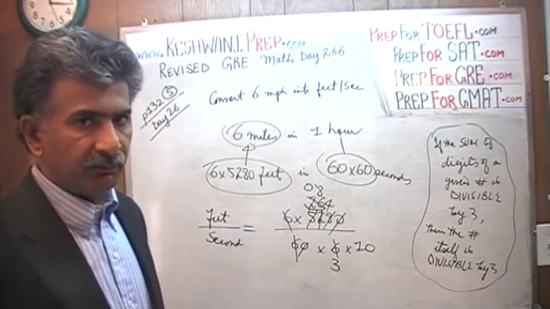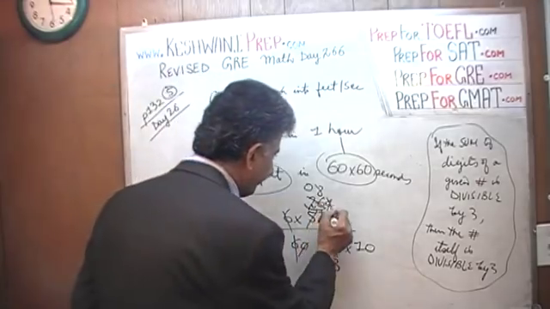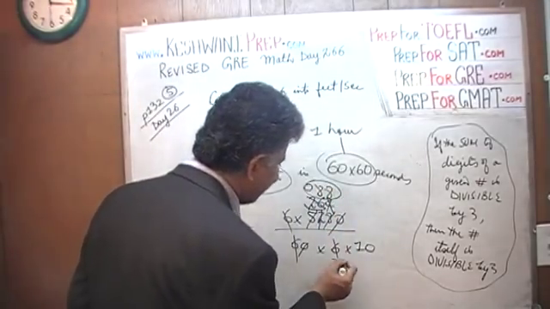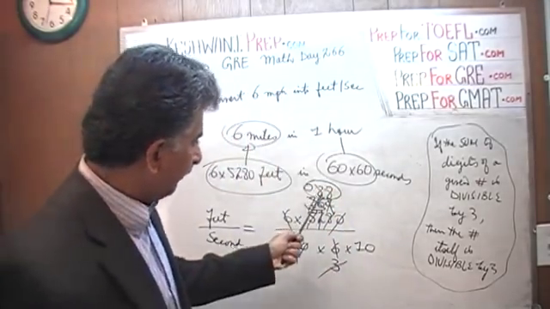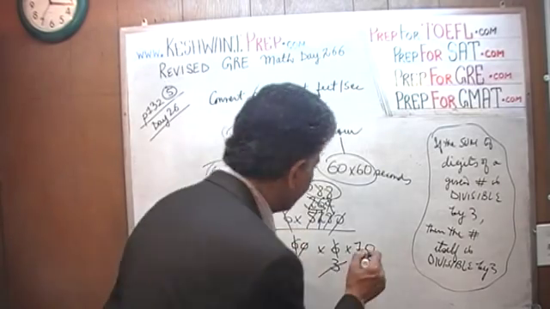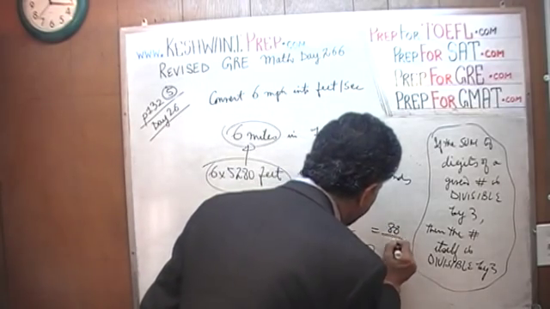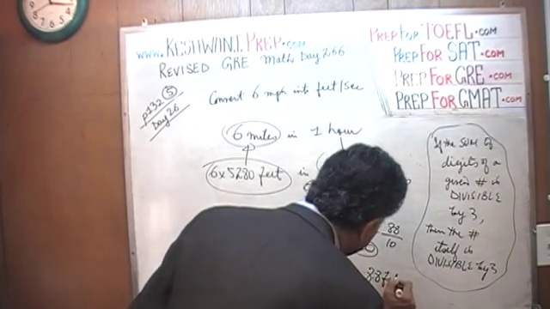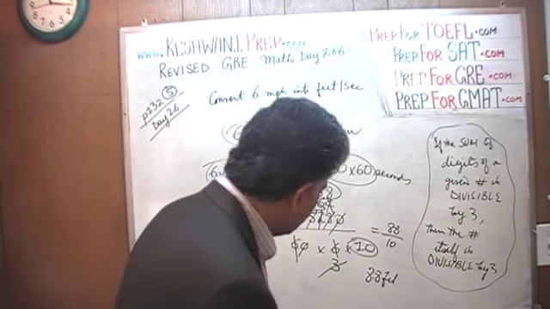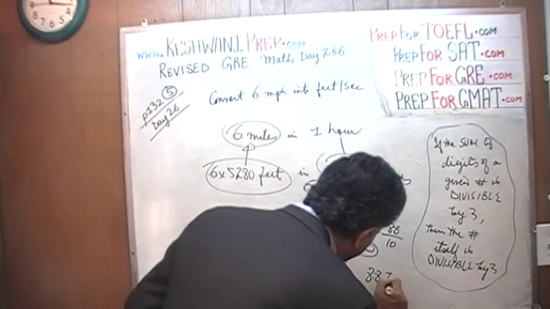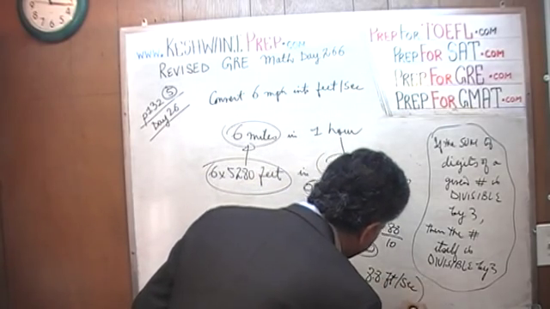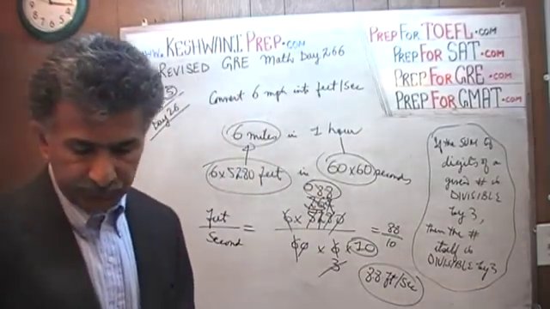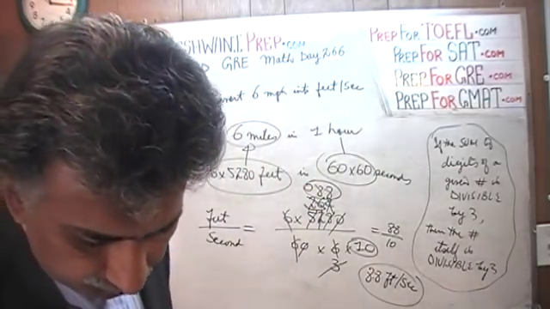How many 3s in a 24? Well, 24 has 8 3s again. That's it. We are left with 88 on the top. This 3 goes away. So what we have is 88 divided by 10. Don't forget this 10 here, which gives us 8.8 feet per second. Voila. Let's move on to the next one.